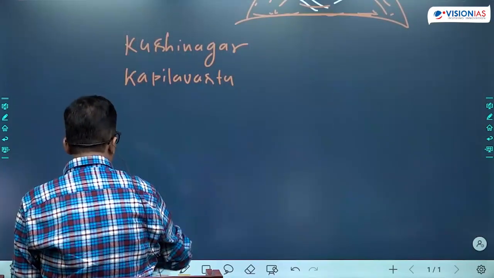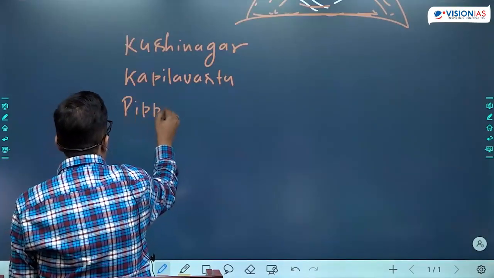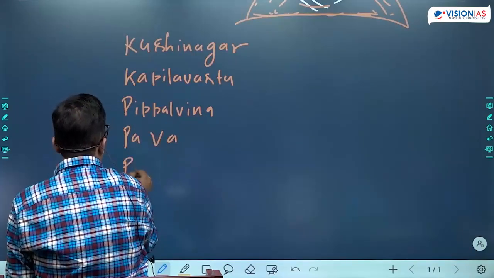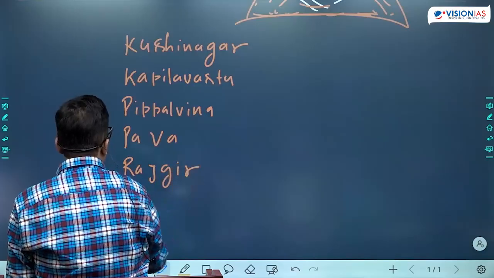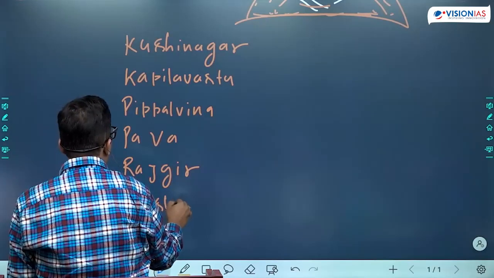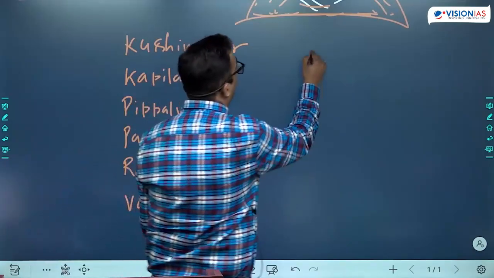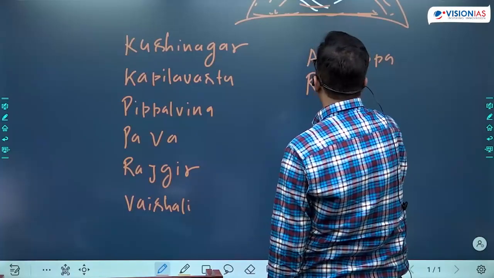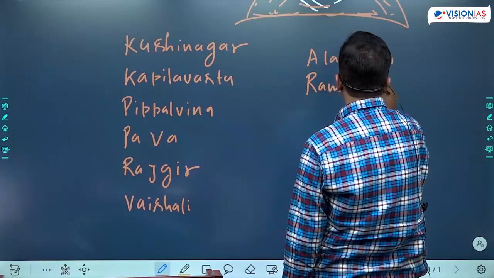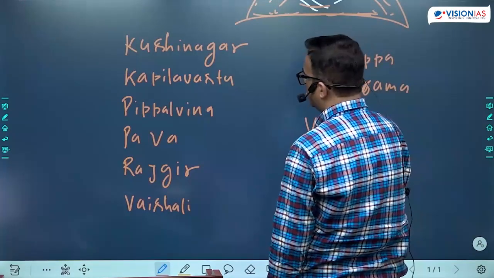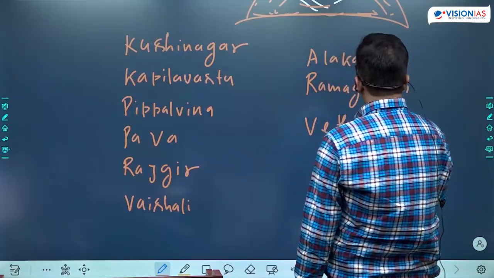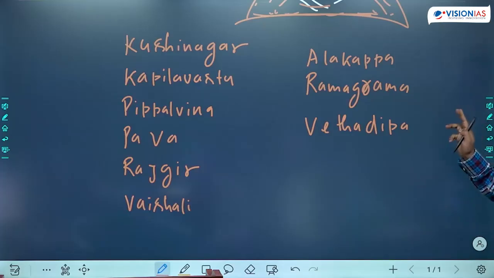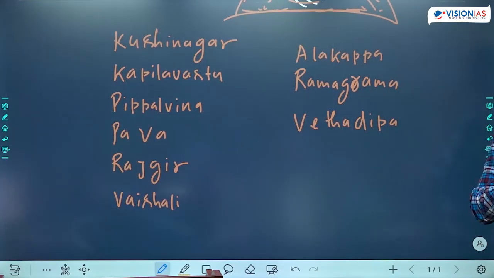So it was created over here. Then Pipalvina, Pava, Rajgir, Vaishali, then Alakap, Ramagram and Vethdeep. So these were the 9 places where the 9 early stupas were created on the remains of the Buddha.